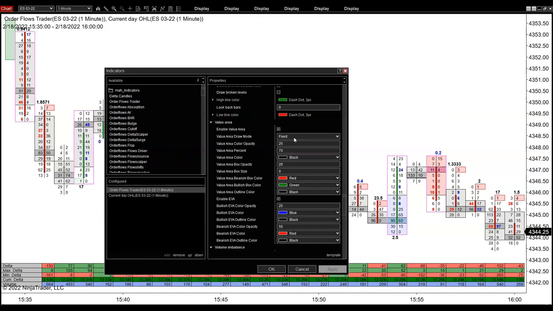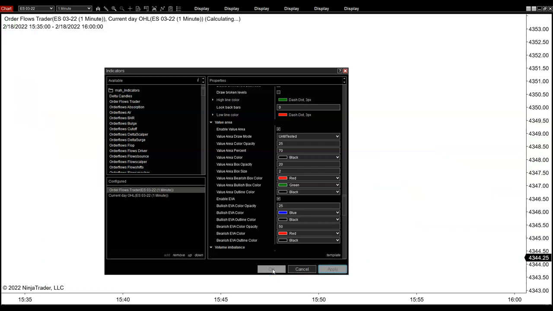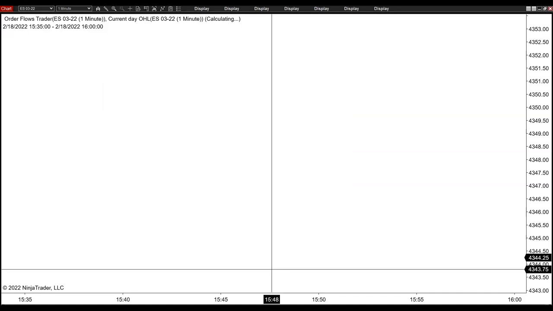If you change it to until tested, what you have to do, and this is important, this is the only one you have to do it on, is the value area box size. You have to change that value from zero. If it's zero, it'll just show it in the bar. For this one, you have to change it to like two or above, so that it's going to draw it out at least two bars. And you just click apply and you click OK. Now, this is a great tool if you're using a 1 minute or 5 minute chart. Sometimes people say, I like to use order flow, but I use a 5 minute chart or a little bit longer chart.